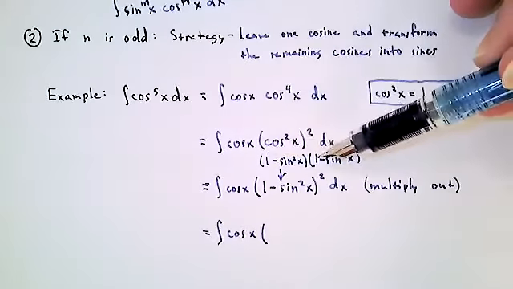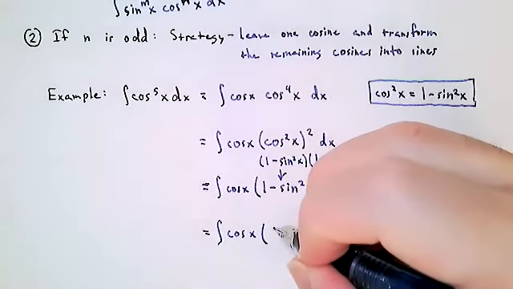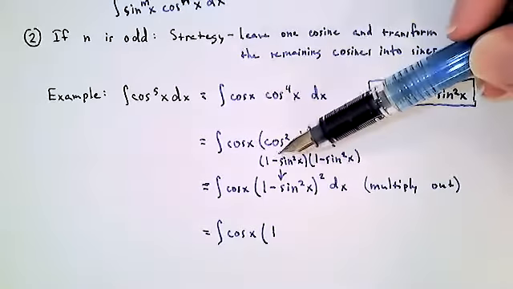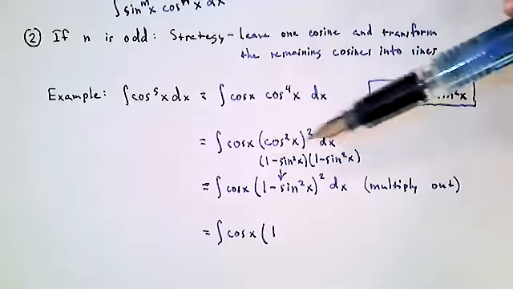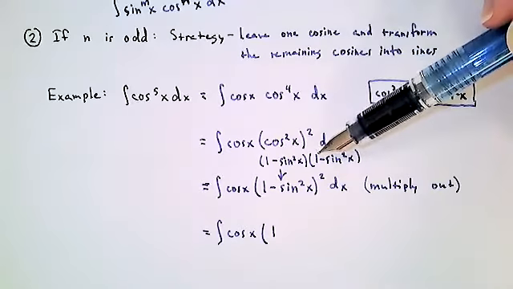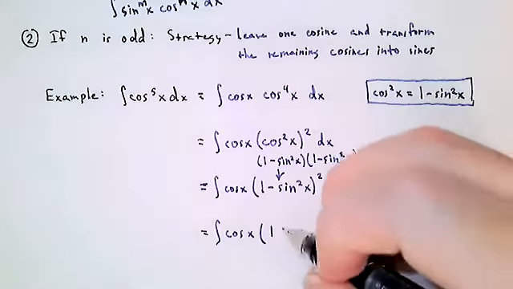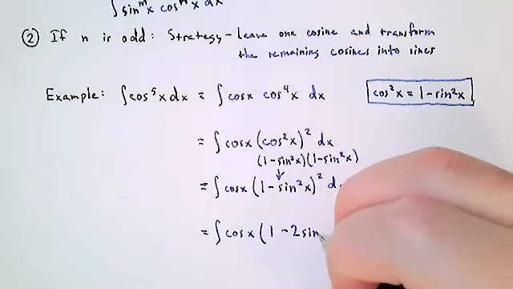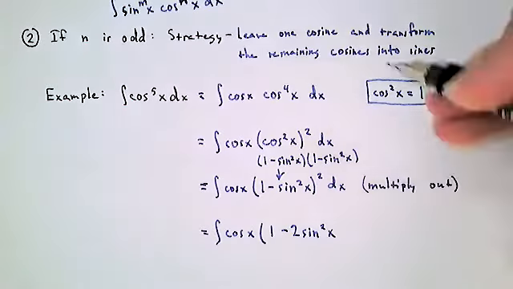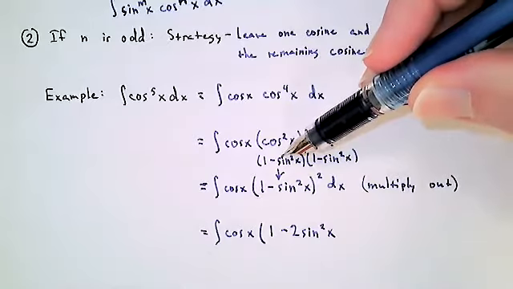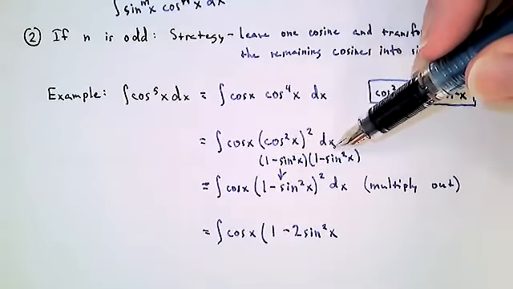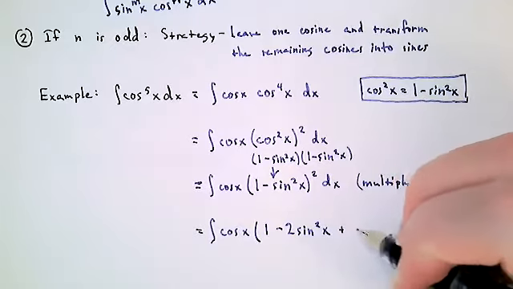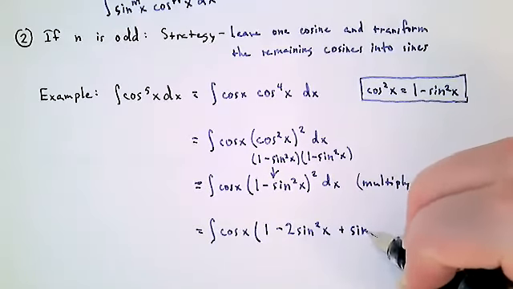So we have 1 times 1. That gives us just a single 1. And then we're going to get a minus sine squared and then a second minus sine squared. That'll give us minus 2 sine squared. And then finally, we'll multiply our negative sine squared times another minus sine squared, giving us plus sine to the 4th.